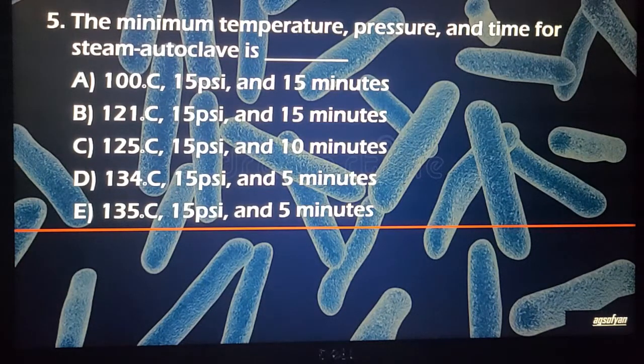Number 5, the minimum temperature, pressure, and time for steam autoclave is A. 100 centigrade, 15 pressures and 15 minutes, B. 121 centigrade, 15 pressure and 15 minutes, C. 125 centigrade, 15 pressure and 10 minutes, D. 134 centigrade, 15 pressure and 5 minutes, or E. 135 centigrade, 15 pressure and 5 minutes. Choose your answer.